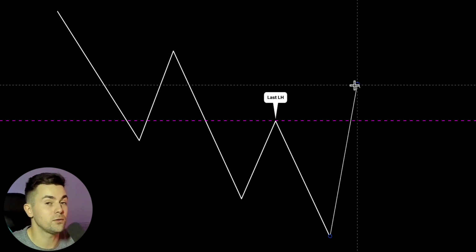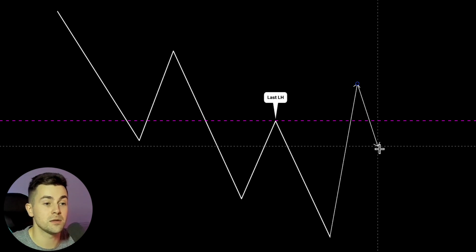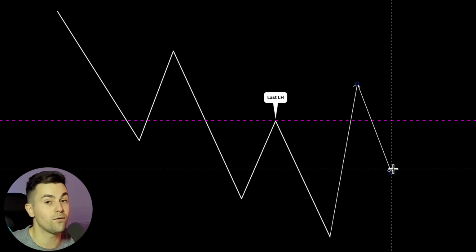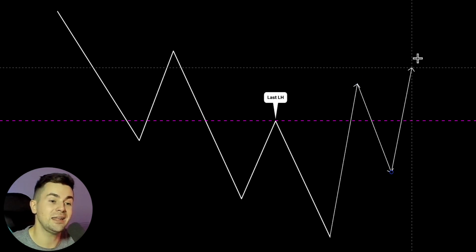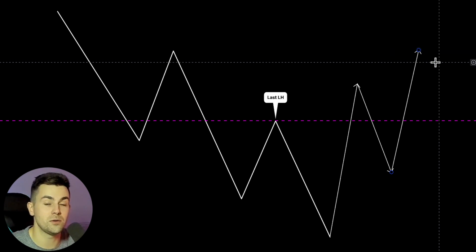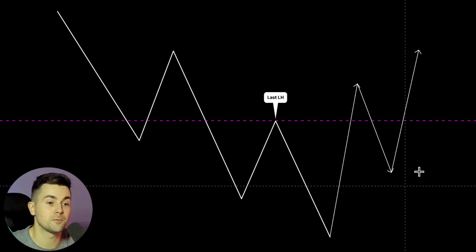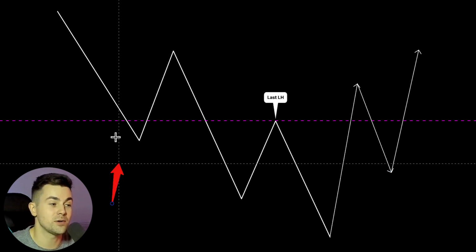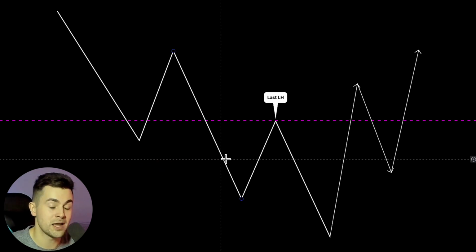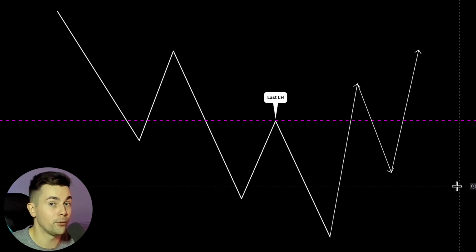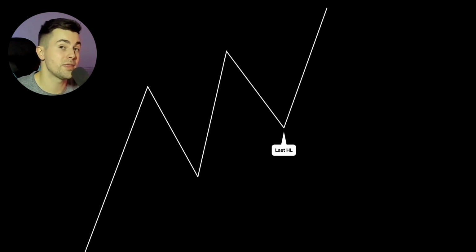Then in order to confirm the trend change, we will need the retracement, the formation of a new higher low, and the consequent bullish impulse with a new higher high. When we see the price action like that, we see that the trend is no more bearish and that it is now bullish.